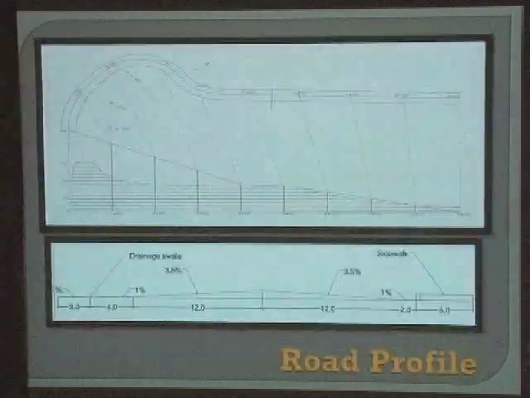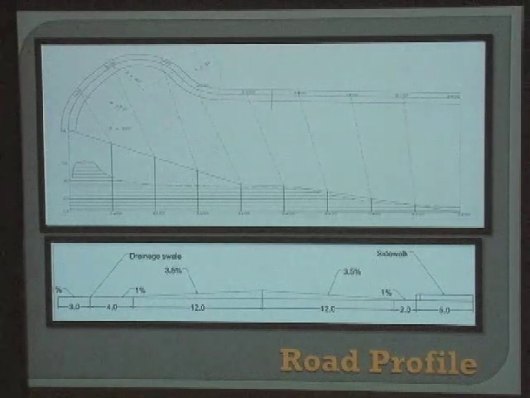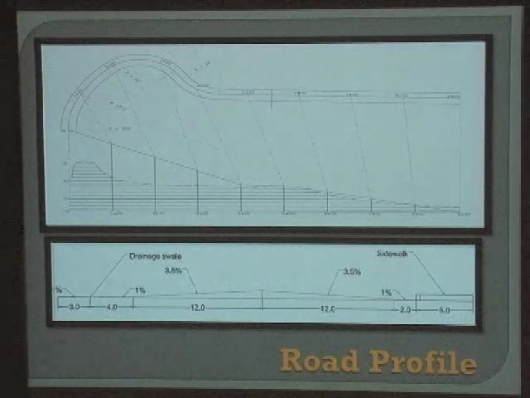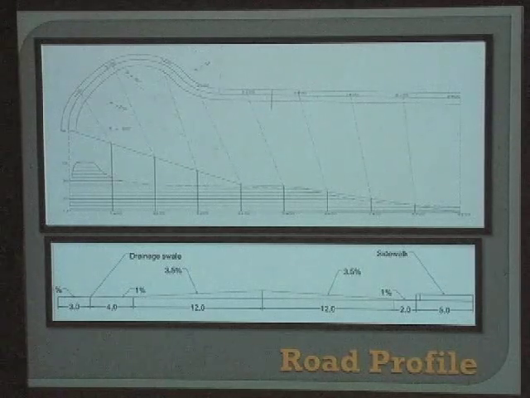Next slide. Road profile. The first picture is a picture of our road profile. This is a picture of the road profile that you have to bring. As you can see, we'll have to bring a significant amount of fill. And the second picture is a picture of the cross section, and self-explanatory.